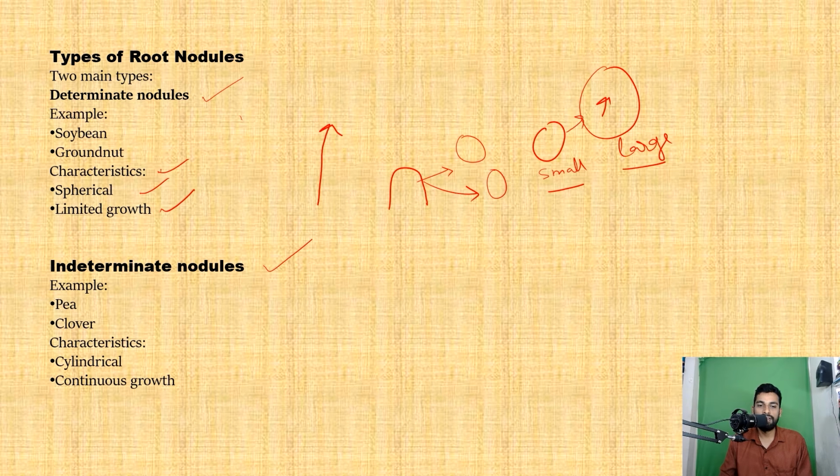They are cylindrical in shape. Here growth is continuous, so there is no stop in the growth. Also cell division happens here. It happens in P, that is Pisum sativum. The other one is clover. Determinate nodules happen in soybean as well as in groundnut. Let's go to the next slide.